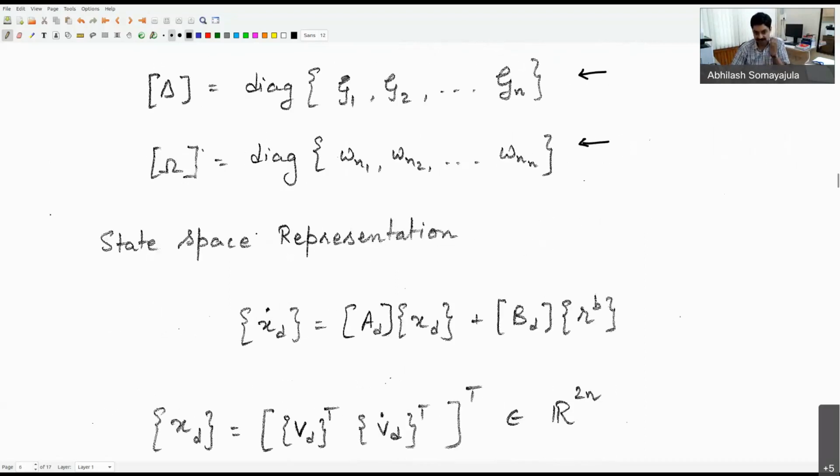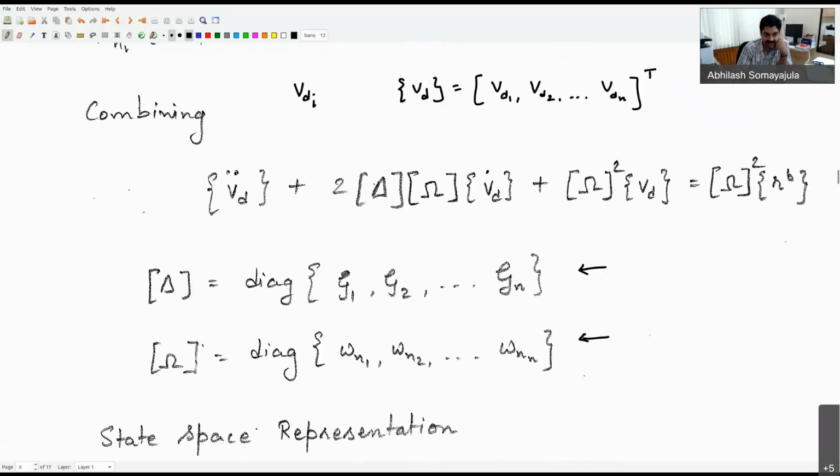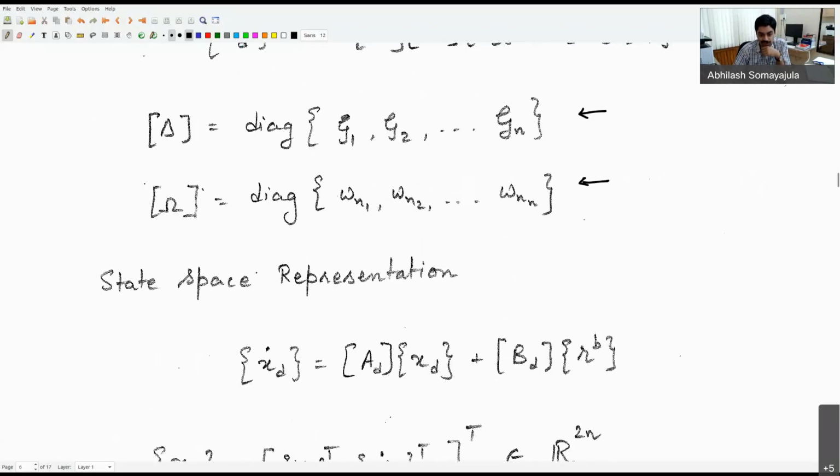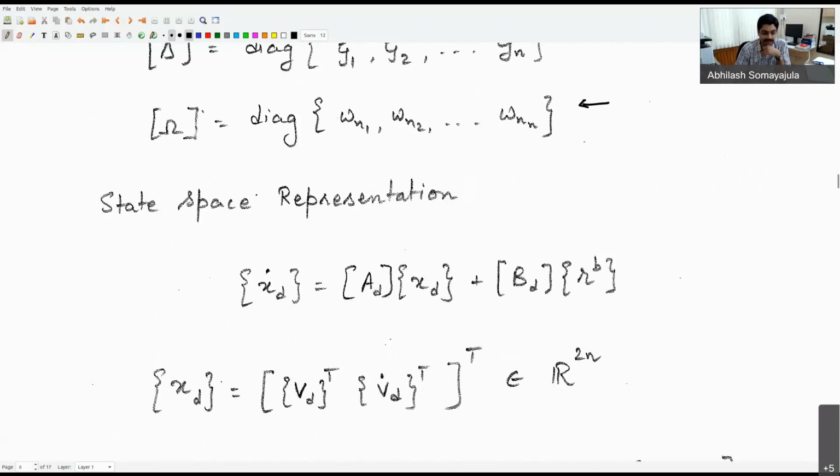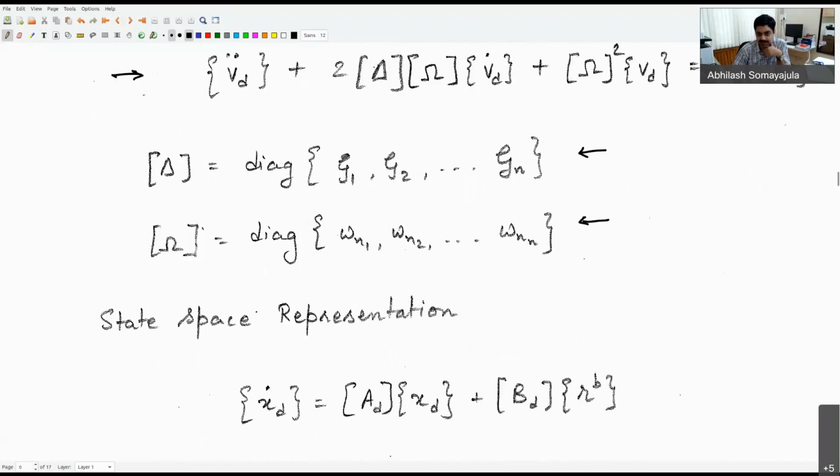Okay, so in a state space representation, this so-called second order differential equation in matrix form, I can write down in a state space form where I define this xd vector as a concatenation of vd and vd dot. So then I can write xd dot is equal to some matrix Ad times xd plus a matrix Bd times rb, where rb is my actual input, which is coming either from joystick commands or keyboard commands or some other mechanism which we are feeding into the guidance system, which is the input to the guidance system.